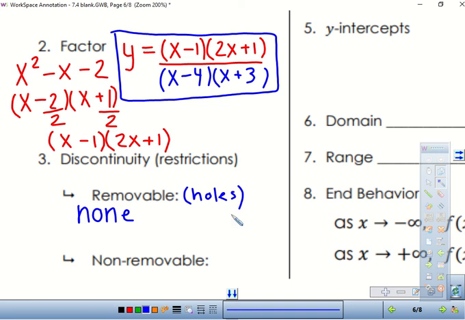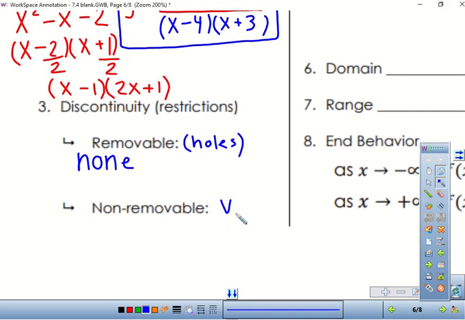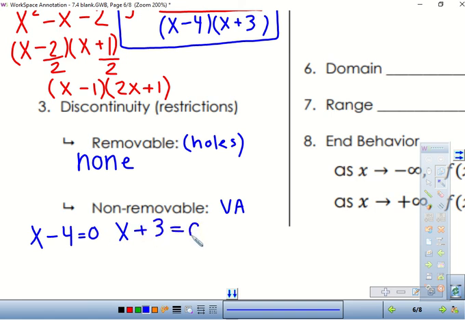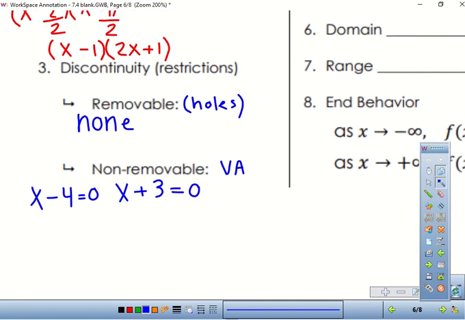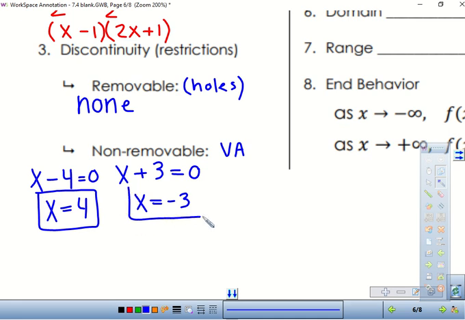So now we'll talk about non-removable. Non-removable is where we take our denominators and set those equal to 0, and those will give us our vertical asymptotes. So how many factors in the denominator do we have to set equal to 0? Okay, so we're going to solve these. We get x equals 4 and x equals -3, right? So those are my two non-removable vertical asymptotes. Everybody see how I got those? You take the denominator, set it equal to 0.